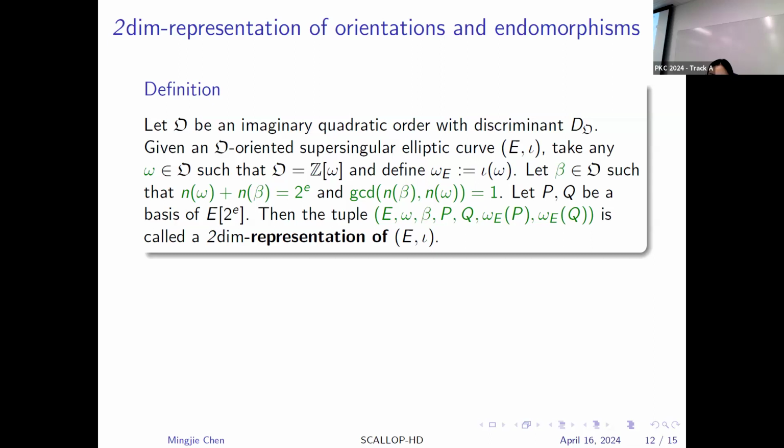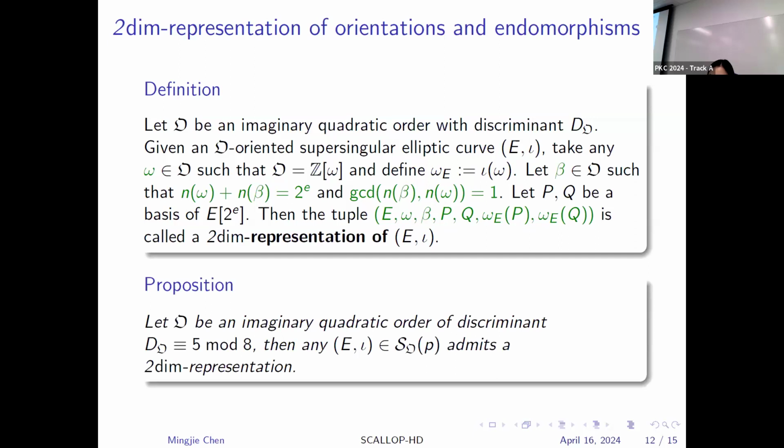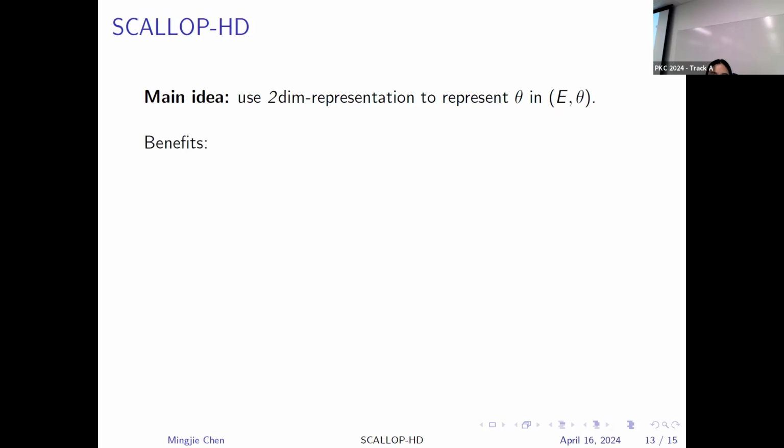Here, E iota is just the same as E theta that I wrote earlier. And in our paper, we show that if O is an imaginary quadratic order of discriminant congruent to 5 mod 8, then any oriented elliptic curve in SOP admits a 2D representation. So the motivation, or the main idea, is to use the 2D representation to represent theta in E comma theta instead of using kernel representation.